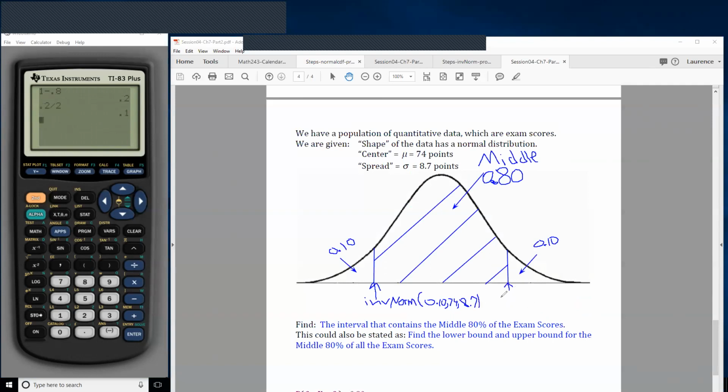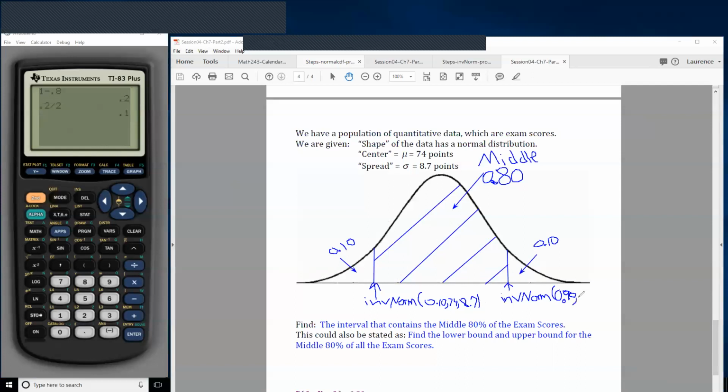Now, how about this one here? That's going to be inverse norm. While I'm writing this, why don't you think about what the area to the left is? So, area to the left, I got 80% here, but that's not all the area to the left, is it? I've also got this. You might say, oh, you're going to have to do all the area to the left? Well, that's what a percentile is. That's all the area to the left. So 80% plus 10% is 90%. So this is the 90th percentile. 0.90.